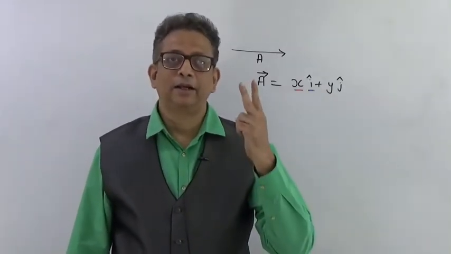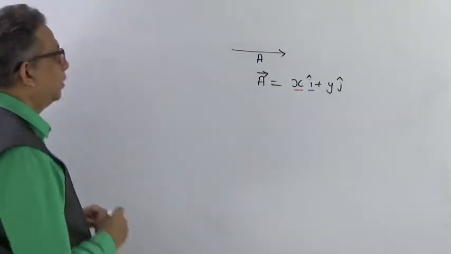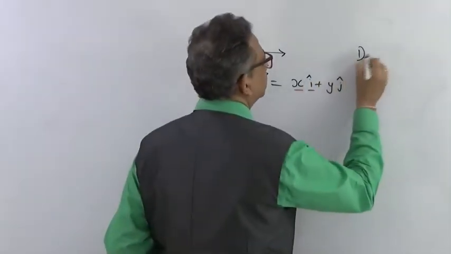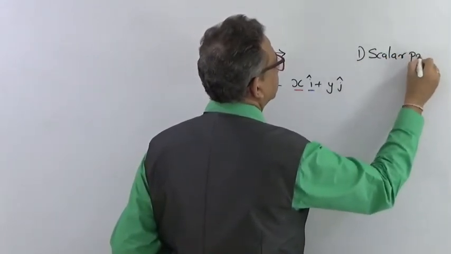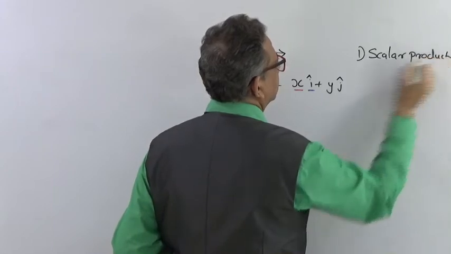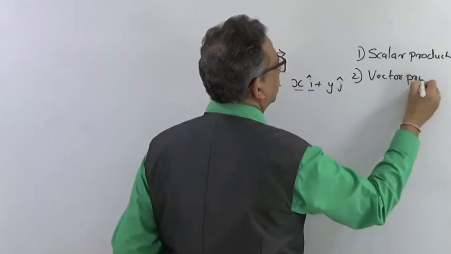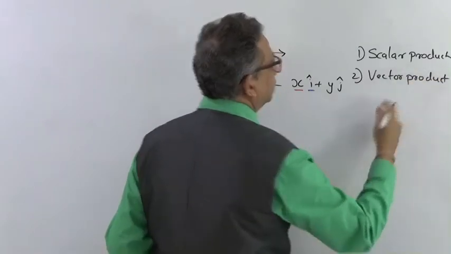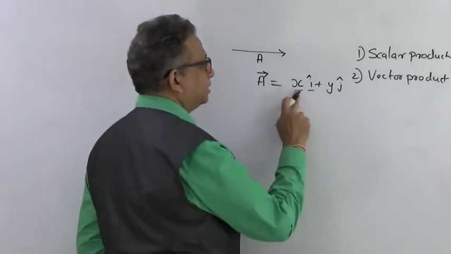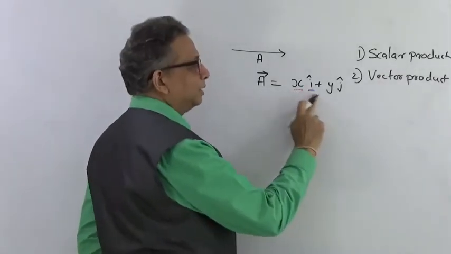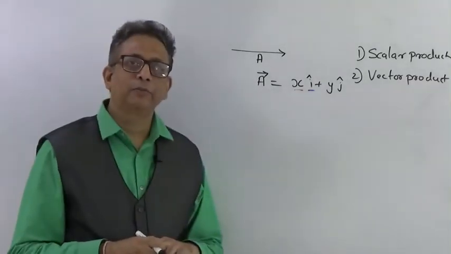As I said, there are two multiplications in which we can multiply vectors. One is called a scalar product and the second is called a vector product. Product means multiplication. Scalar product means a scalar multiplication and the other is a vector product. So we have got two types of multiplication.